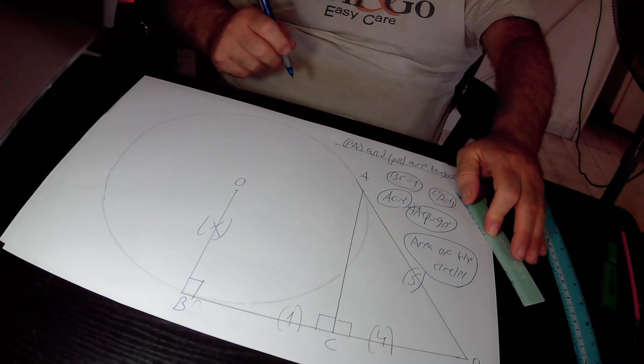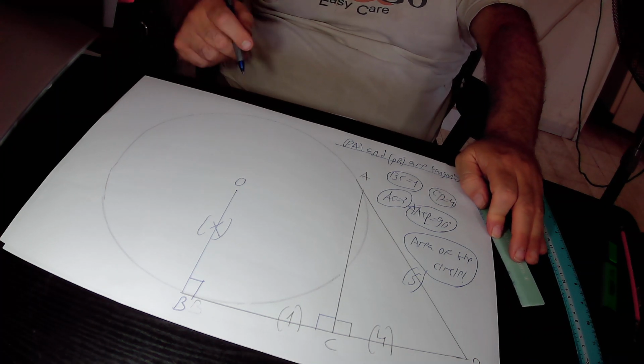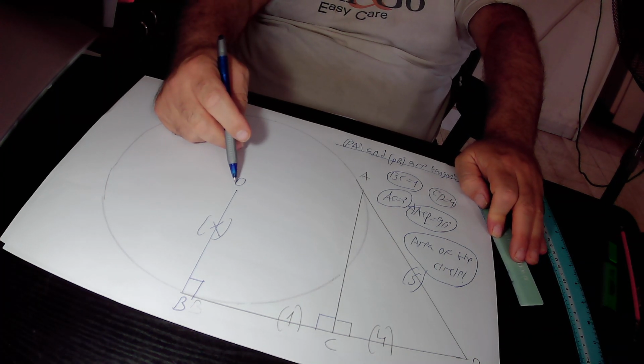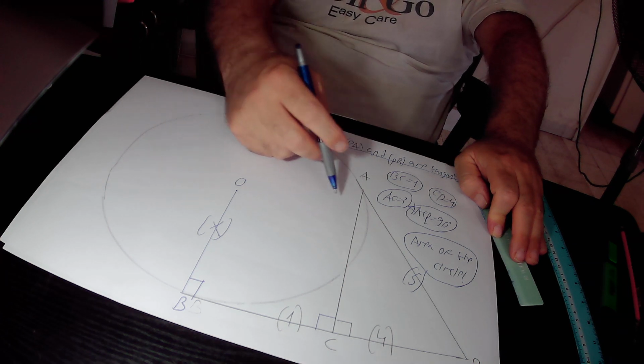In the next step, we will do a construction. That is to say, from this point, point O, that is the center of the circle, we will draw a perpendicular on AC.